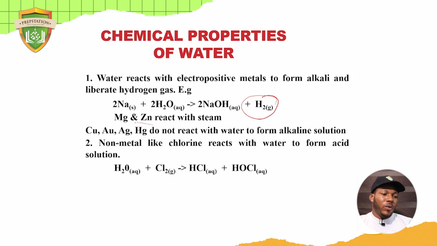This one is below hydrogen, so they cannot really react. They are weak metals. Now water can also react with chlorine to give us HCl. We call it hydrogen oxychloride.